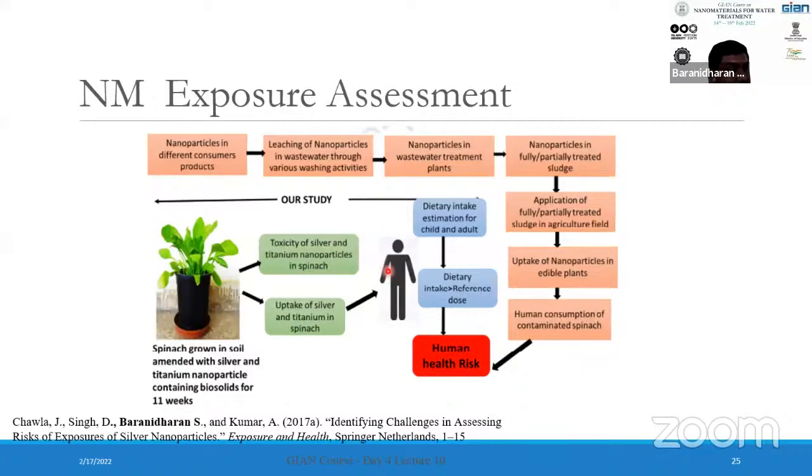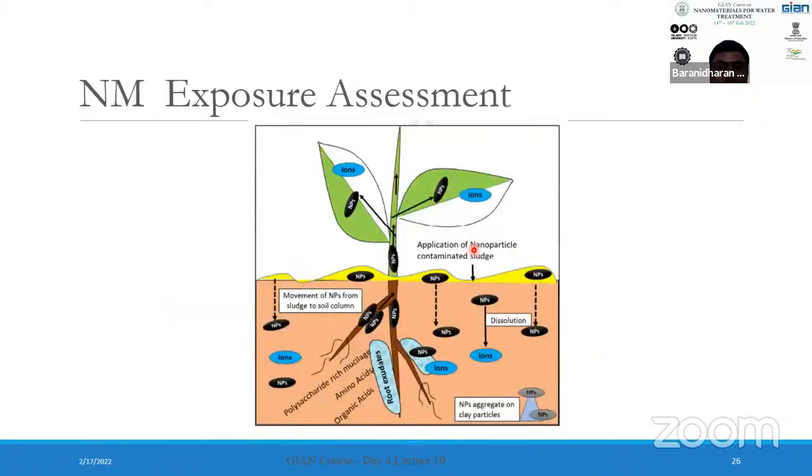This is conveyed in terms of dietary intake estimation for a child as well as an adult: what quantity of the concentration is taken by the adult and what quantity is taken by the child. If the dietary intake is greater than the reference dose, then obviously there is a health risk, and we will look at a problem. Again, this is one such picture.